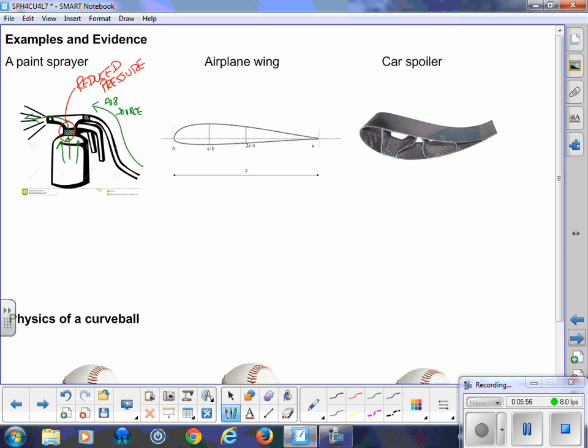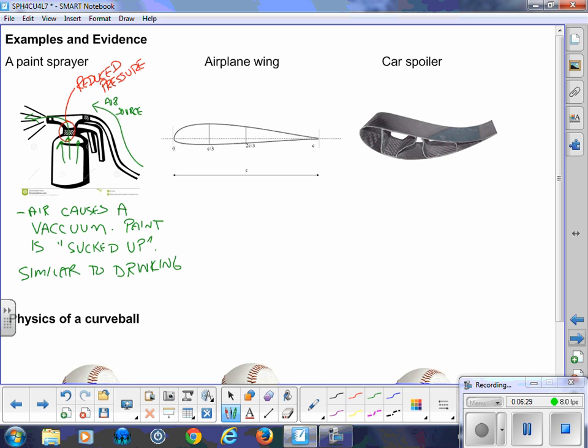However, what's happening is the air flowing over top of the hole in the can there reduces the pressure, causing a semi-vacuum. So I'll just put air causes a vacuum to some extent. Paint is, in quotes, sucked up. And this is similar to a straw. Similar to drinking with a straw. Just instead of sucking, we're blowing to cause that pressure difference.